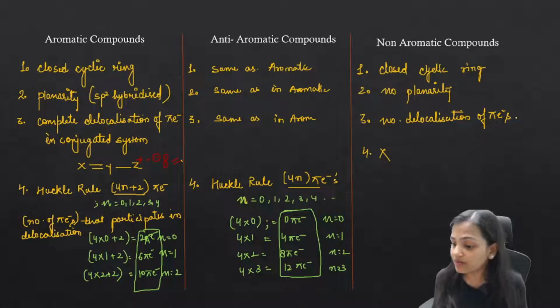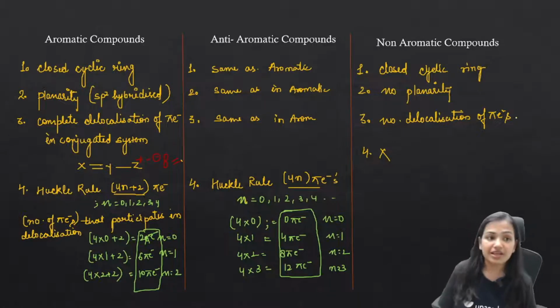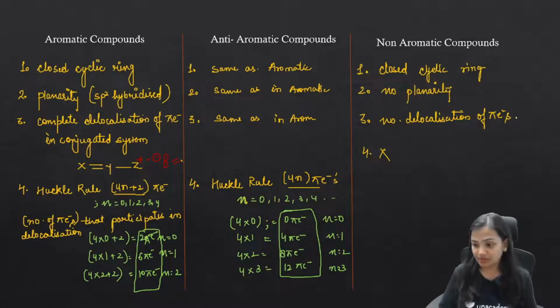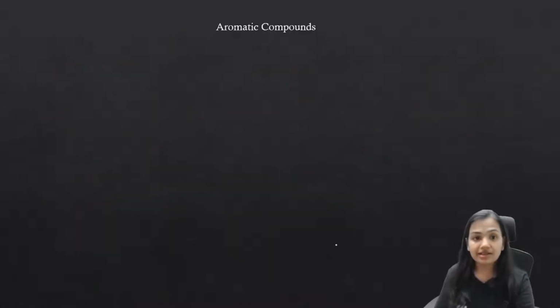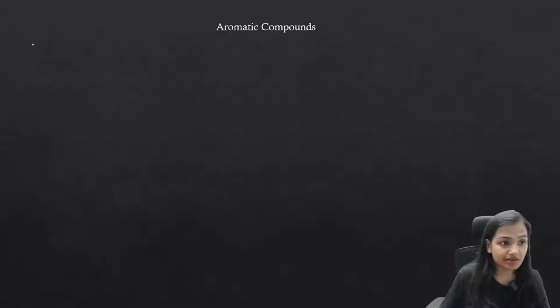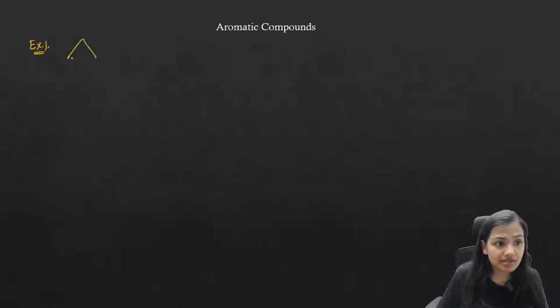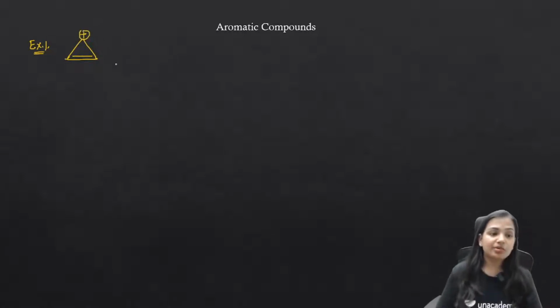Now I will be taking some examples to explain how a compound is aromatic, anti-aromatic, or non-aromatic. Let's see example number 1. You all know what is aromatic now. Example number 1 is this. If I have given you this particular structure, what points can you see?